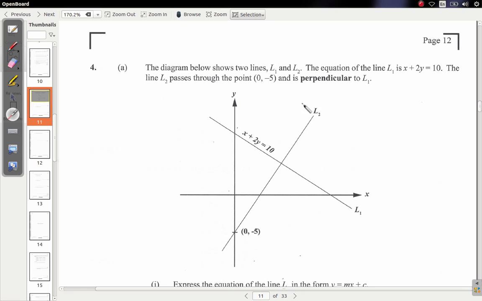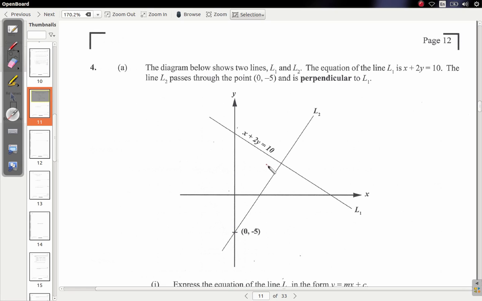So it says the equation of line L1 is x plus 2y equal 10. The line L2 passes through the point (0, -5), down here. So when x is 0, y is -5, right down here. And it's perpendicular to L1.